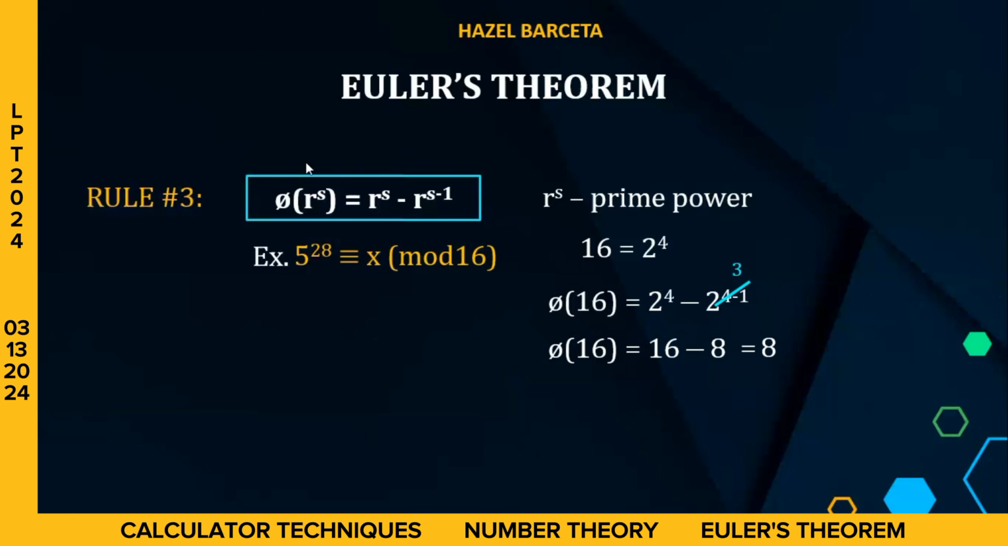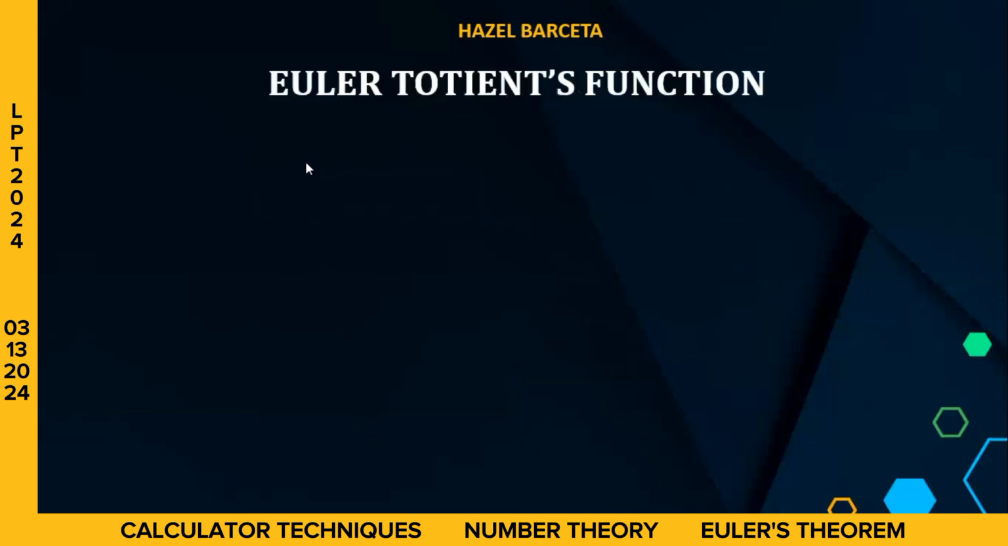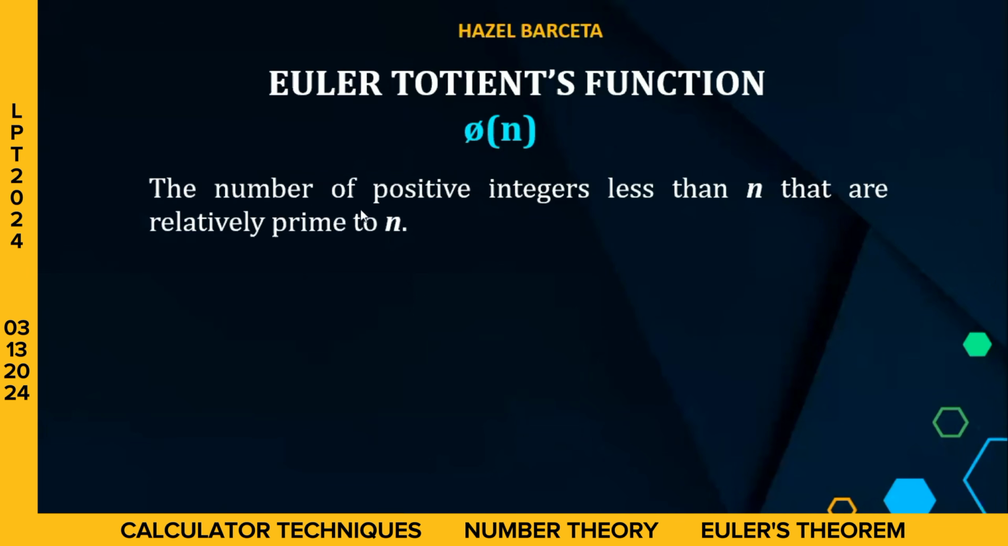Let's go to Euler totient function. So, ito po yung phi of N na kinonsider po natin kanina. So, ayan. Yung mga sinolve po natin kanina na totient of 16, totient of 15, ano po ba ang ibig sabihin nun? Ito daw po yun. It means the number of positive integers less than N that are relatively prime to N. So, mag-example po tayo para mas malinaw.